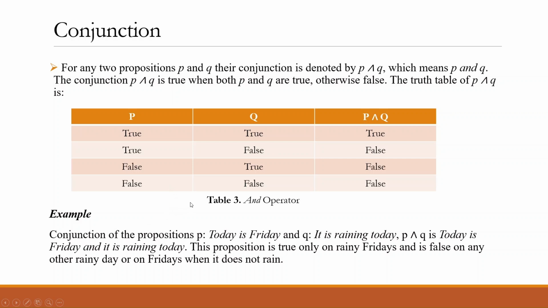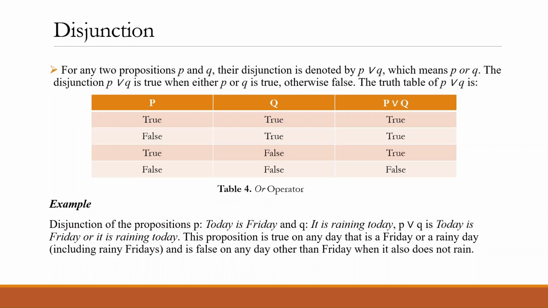Example, conjunction of the propositions P, today is Friday, and proposition Q, it is raining today. P and Q is today is Friday and it is raining today. This proposition is true only on rainy Fridays and it is false on any other rainy day or on Fridays when it does not rain.